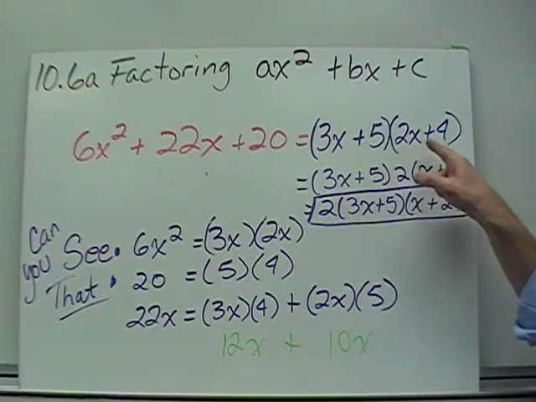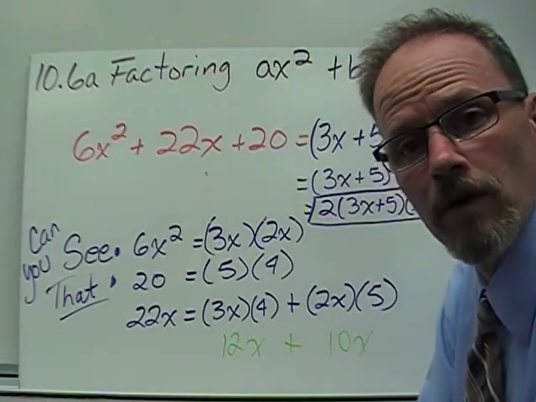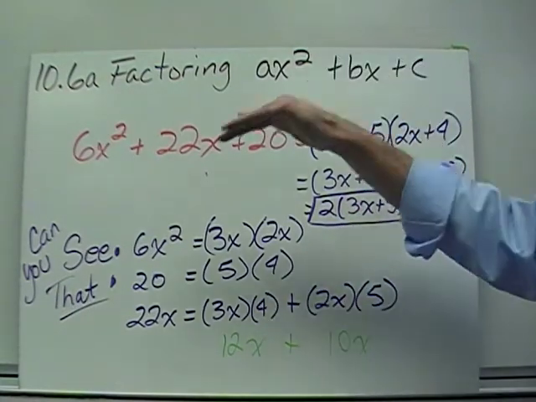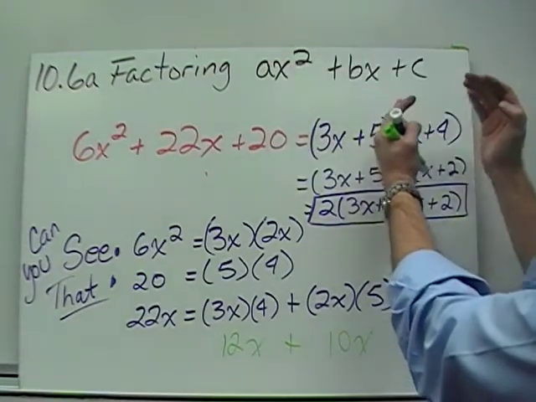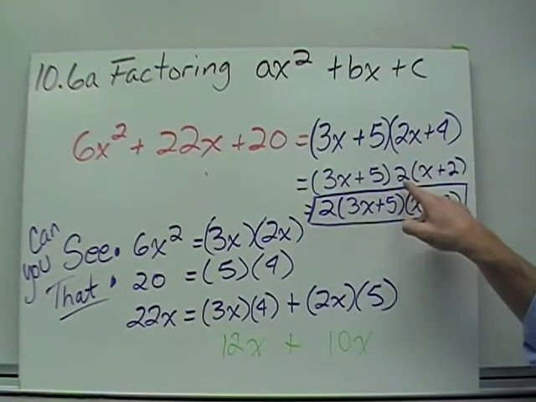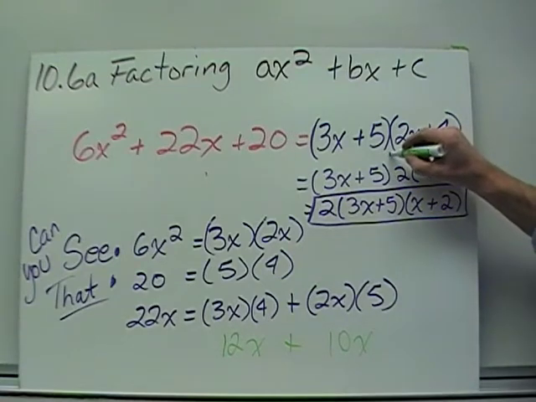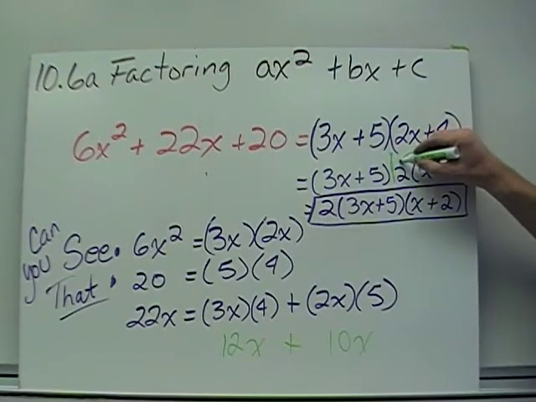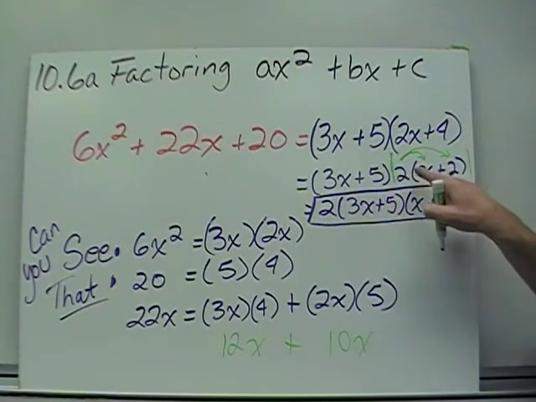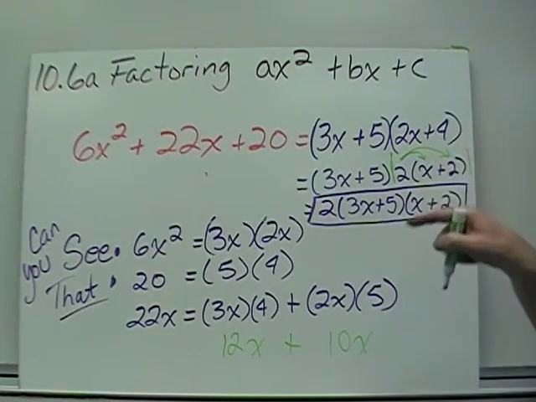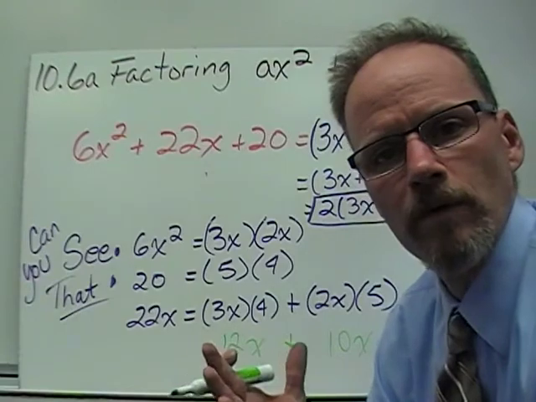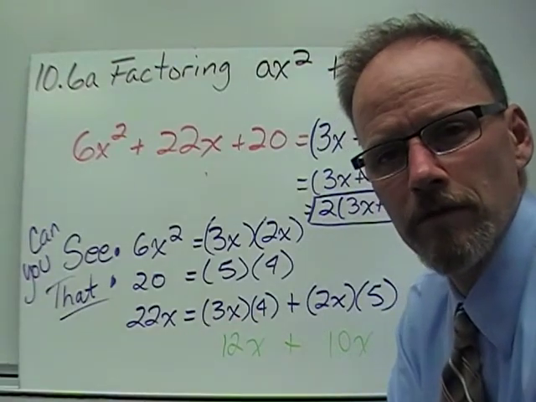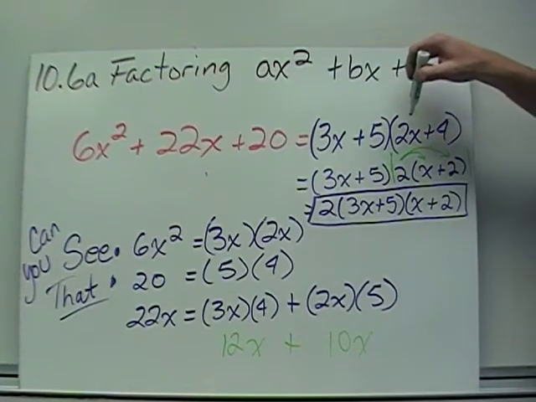But if I look at 2x plus 4, I know that 2 is a factor of 4. I can take this 2 out of the parentheses. You'll remember doing the distributive property: 2 times x is 2x, 2 times 2 is positive 4 right there. So this is nothing more than using the distributive property backwards. So I factored a 2 out of this binomial.